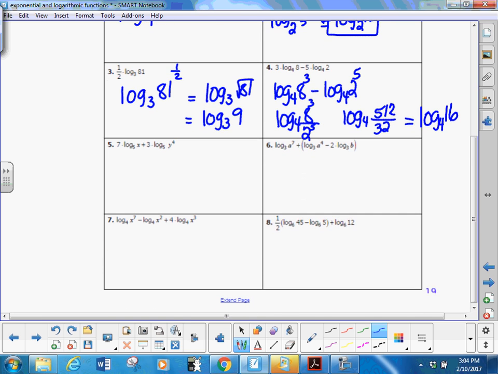And let me skip over and work a few on the next page. I will go ahead and give you the answers to these. I'll mark them out. This one's the answer to this one.